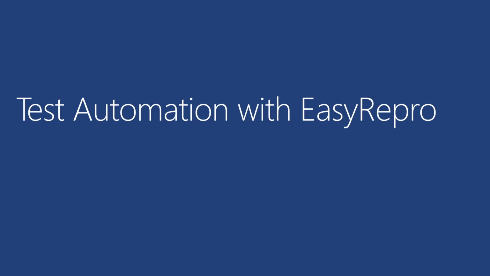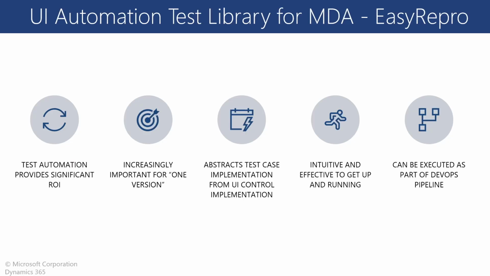Now let's take a minute and we'll talk about test automation using EasyRepro. EasyRepro is a tool that was developed internally at Microsoft by our PFEs and our fast track engineers. Maybe you're asking yourself, or someone in your organization is asking, what benefit do we really get out of test automation? Well, test automation can provide significant ROI on your development process.